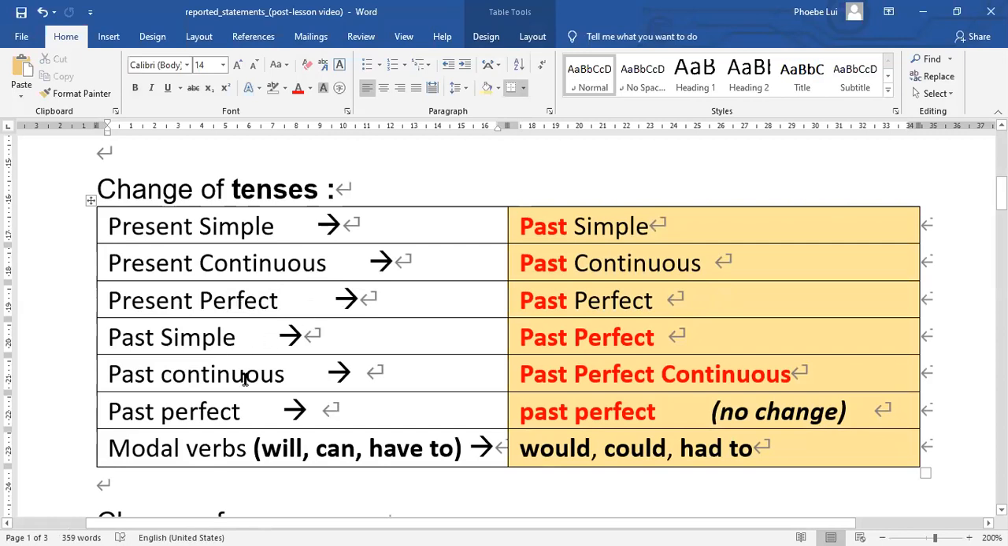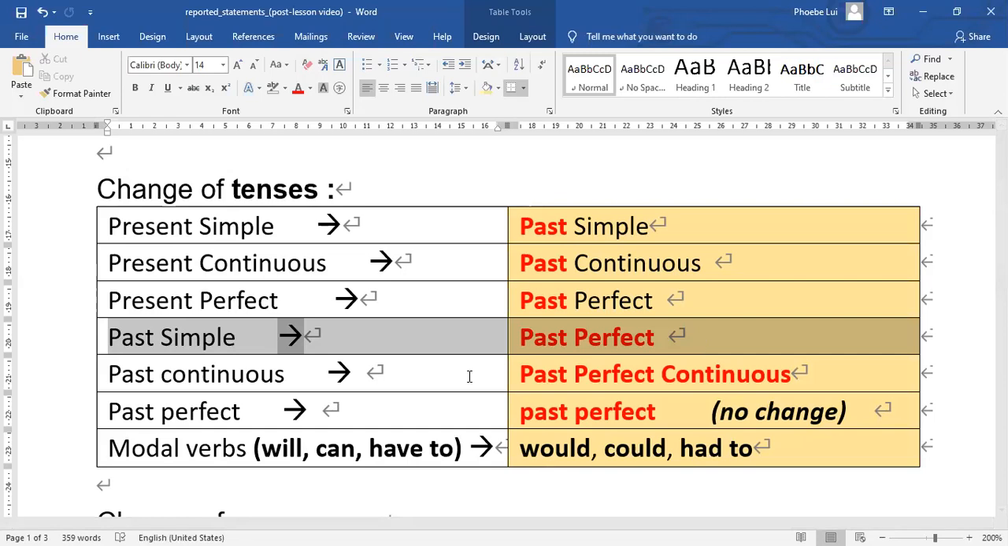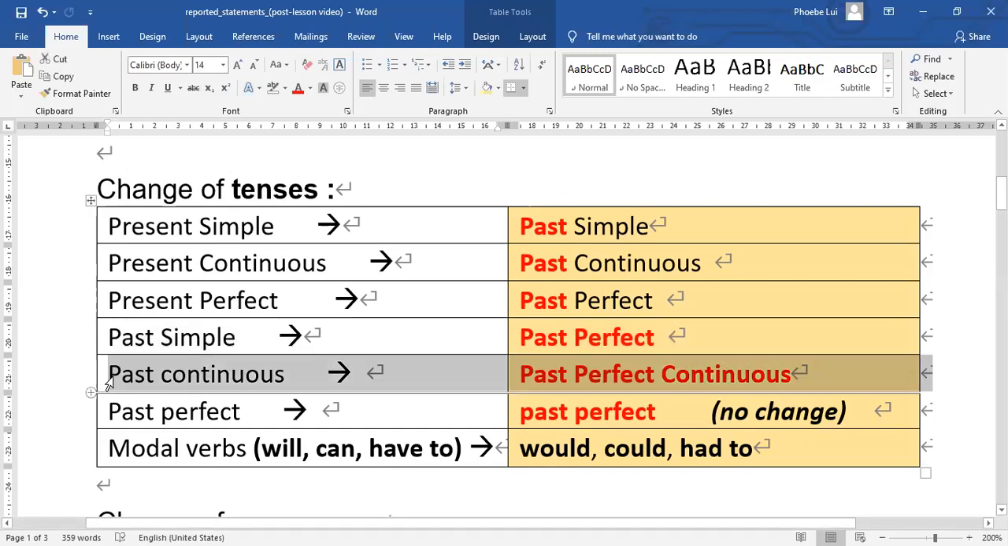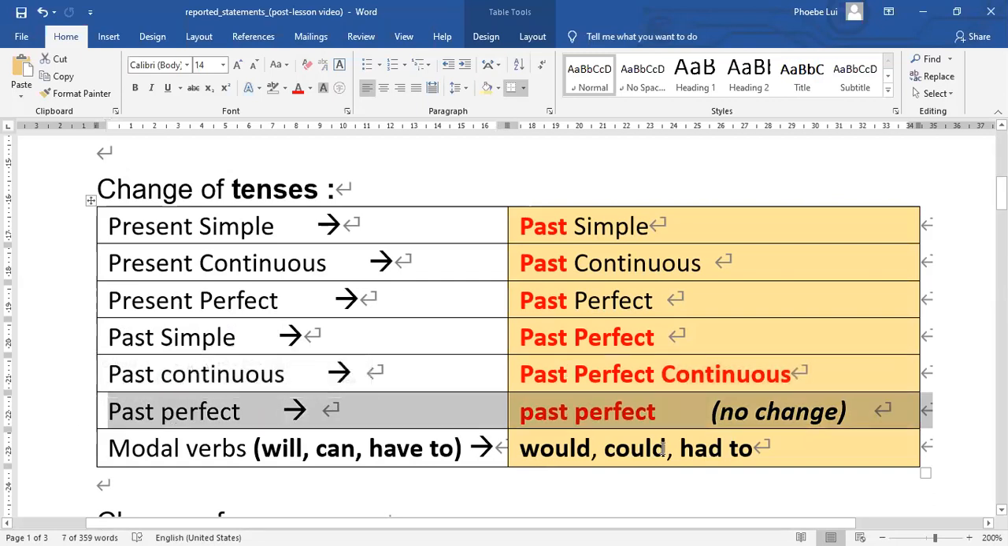Then how about past tenses? Well, it's time for you to train your brain to memorize them. We change past simple into past perfect in reported speech, just like what you did for present perfect. For past continuous, we change it into past perfect continuous. But for past perfect, we just keep it unchanged.